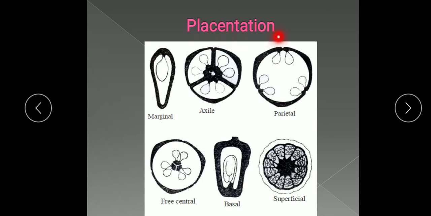So placentation, what is placentation? The arrangement of ovules within the ovary is known as placentation. You see, these are all the ovules. How are these ovules arranged in the ovary? This particular arrangement is known as placentation. Different types of placentation you will see here.